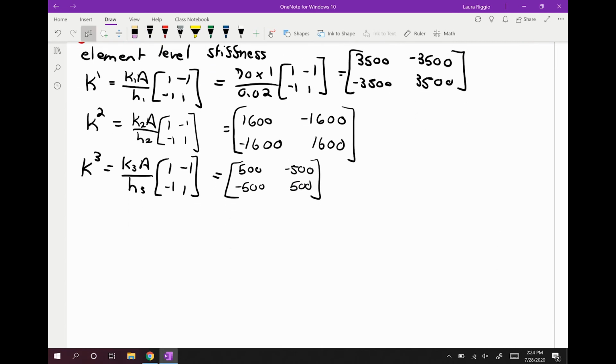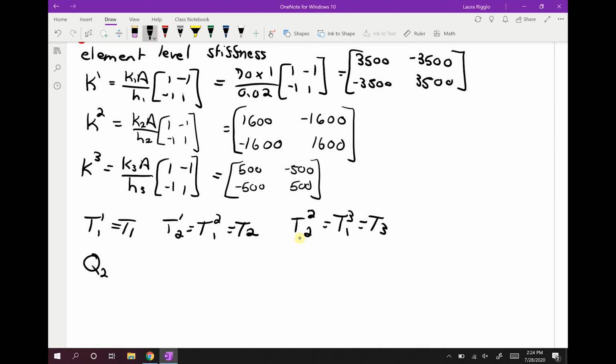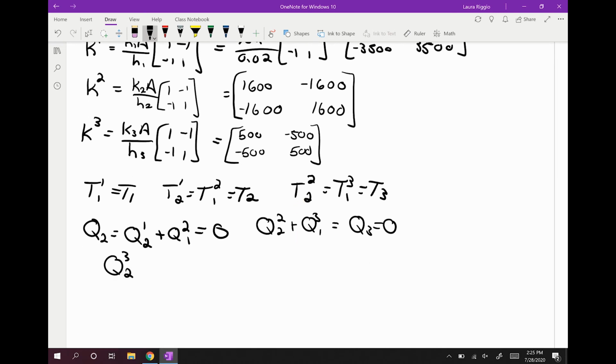So again, we're going to look at the continuity of our primary variable and the balance of our secondary variables. So our temperature at N1 of element 1 is equal to T1. N2 of element 1 is equal to N1 of element 2, which is equal to T2. And N2 of element 2 is equal to N1 of element 3, which is equal to T3. We have our heat flux at point 2 is the sum of N2 of element 1 and N1 of element 2, and that's going to equal 0 since there's no heat being applied at that point. And then the tricky one here: Q32, so N2 of element 3, is equal to minus beta A (T4 minus T infinity).